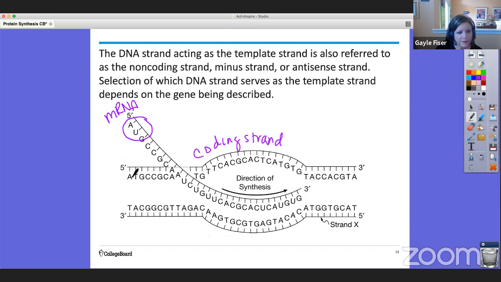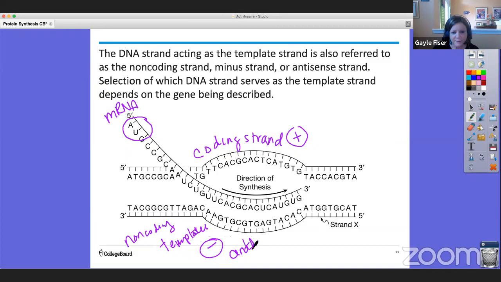So this would be, there's an ATG and there's AUG. So this is my coding strand. Now my non-coding strand is then called my template strand, okay? Template strand. All right, so my template is also my minus strand, and this would be my plus. And then this is antisense, and this is sense, okay?